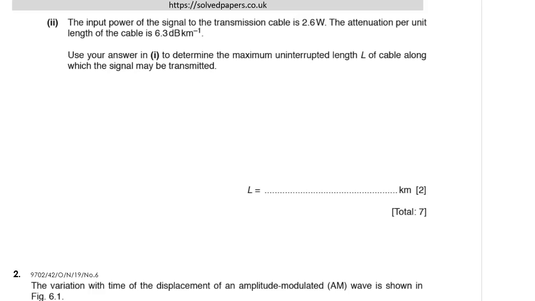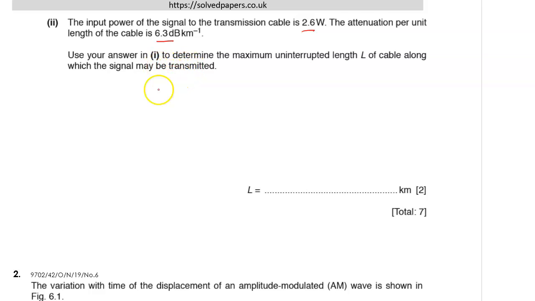Part 2, the input power of the signal to the transmission cable is 2.6 watts. The attenuation per unit length of the cable is 6.3 decibels per kilometer. Use your answer in part 1 to determine the maximum uninterrupted length L of the cable over which the signal may be transmitted.